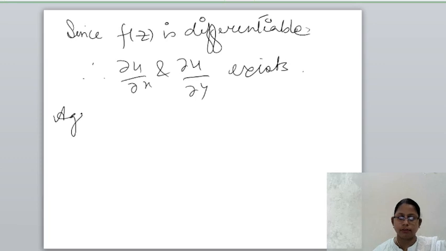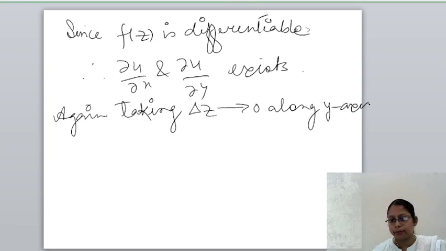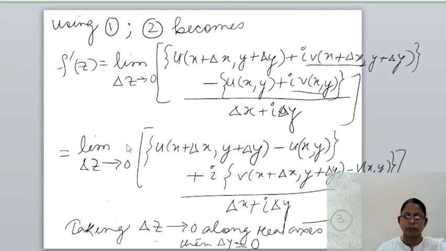Again, taking delta z tends to 0 along the y-axis, we have delta x equal to 0. Therefore equation 3 becomes this equation 3, putting delta x equal to 0. At this time this is equal to 0, this is equal to 0, this is equal to 0.